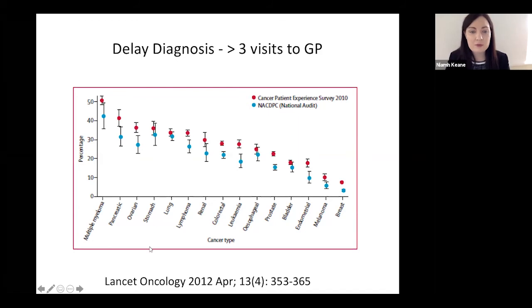So this is a study that was published in 2012 where they compared the number of visits to the GP required before a diagnosis of a particular cancer is made. And you can see that multiple myeloma proves particularly challenging, with nearly half of patients in some studies requiring up to 3 visits or greater to eventually be diagnosed with multiple myeloma.